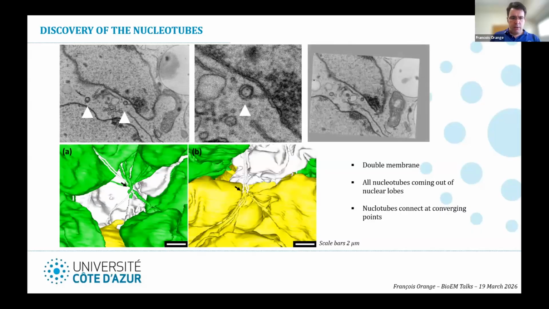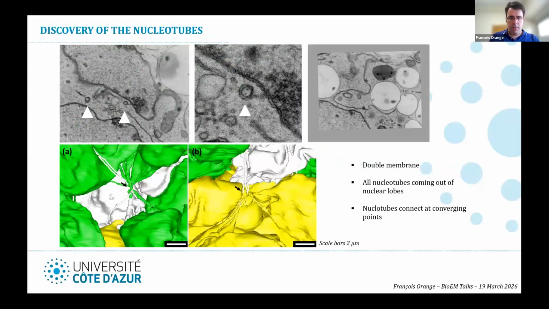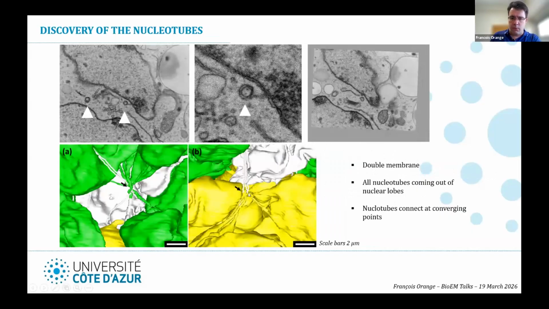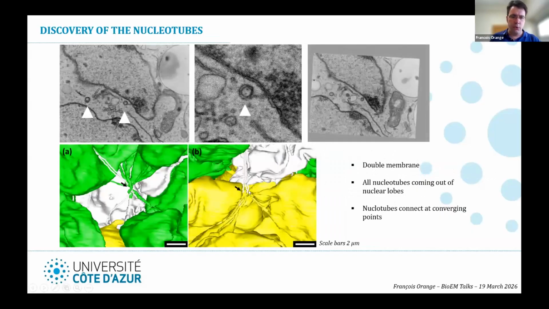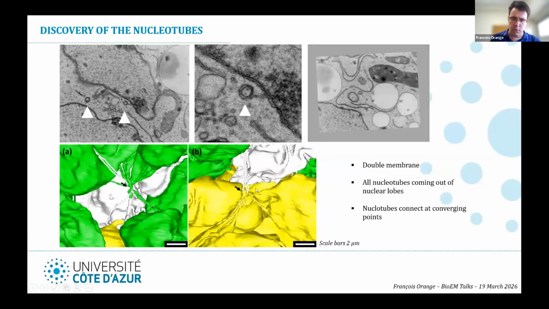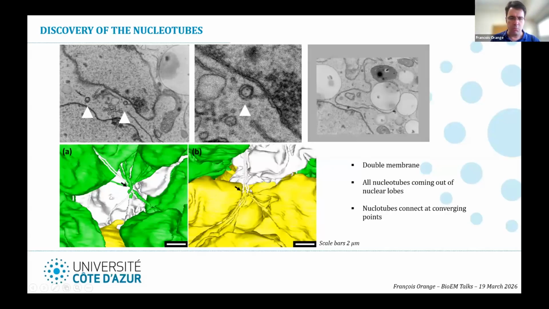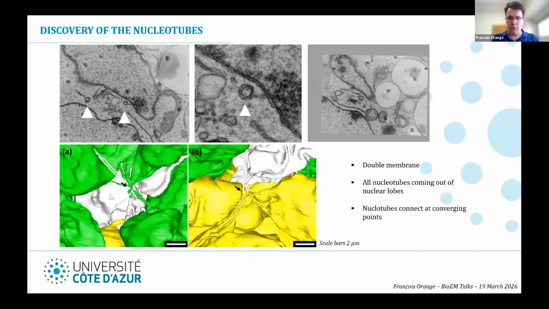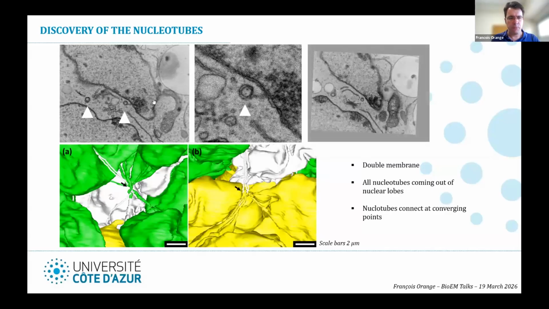One weird thing is that all these nuclear tubes were rejoining in two specific areas. They were converging in two specific points. We call them nuclear converging points. And this one was also one of the discoveries of this study.